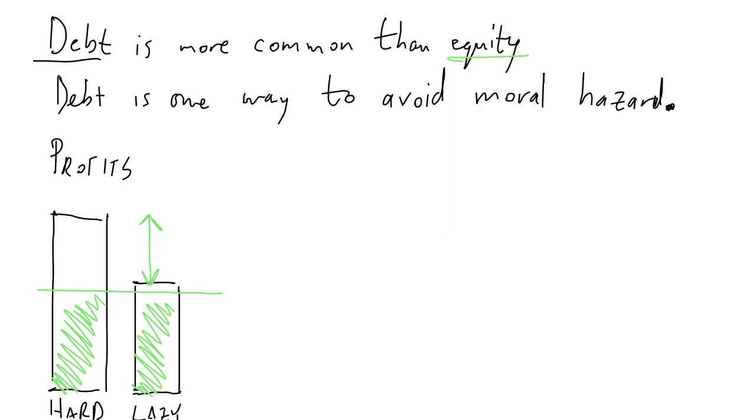And now, in this case with debt, the difference between what I get if I work hard and what I get if I'm lazy entirely goes to me. So whereas in the equity contract case, some of these gains would be shared with you, in the case of debt, the entire gains go to me. So my incentive to work hard is greater when I have a debt contract. And so that's the sense in which debt might be one way to try and step around moral hazard problems. Okay. Any questions or thoughts about this?